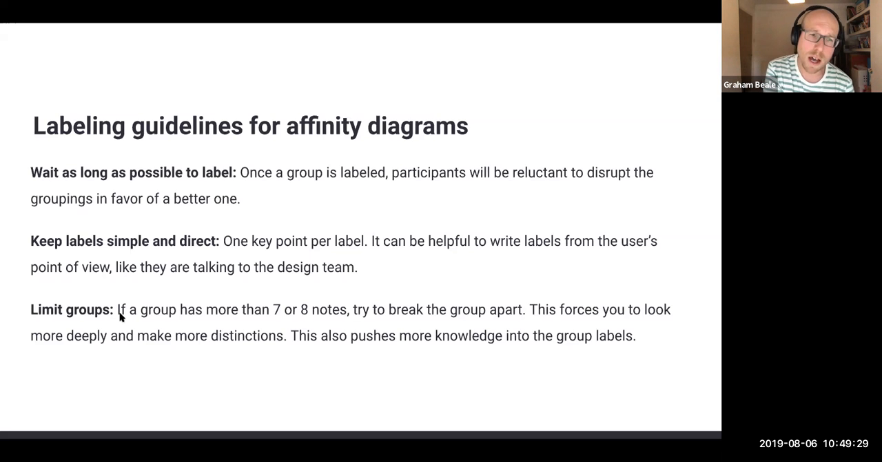Limiting groups. If a group has more than 7 or 8 notes, try and break those apart. You may end up with, I don't know, 20 cards that are similar, but then when you look into it in a little more detail, you might think, oh no, these are slightly different. As we were saying before about the intent, the key words on the post-it note may be the same, which is one level of grouping. But the next level is, how does the intent differ?